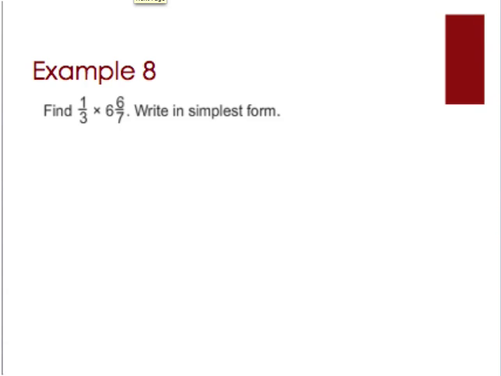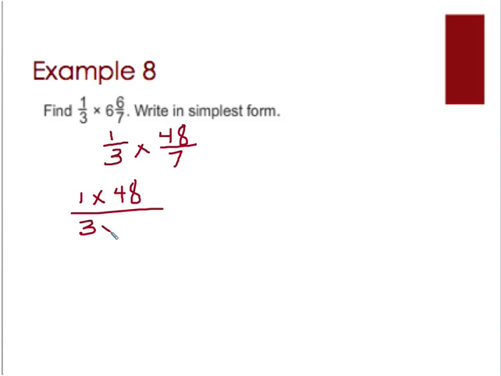Okay, here we go. So we take 1/3 times, now I have to take that 6 6/7 and rewrite it as an improper fraction. So I do 6 times 7 is 42 plus 6 is 48. So we have 48 sevenths. Now, take my 1 times 48 and my 3 times 7. 1 times 48 is 48. 3 times 7 is 21.